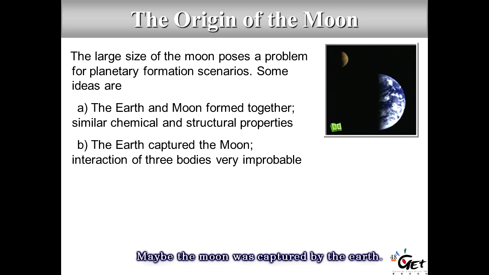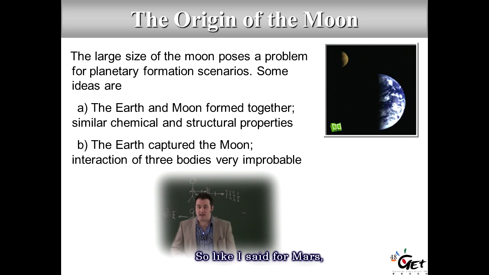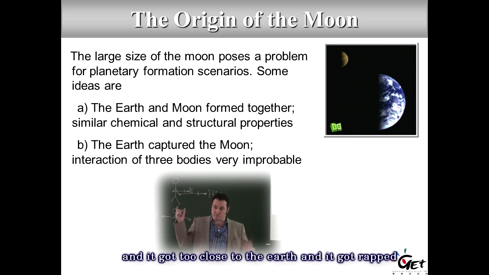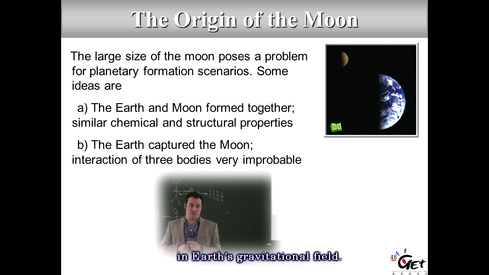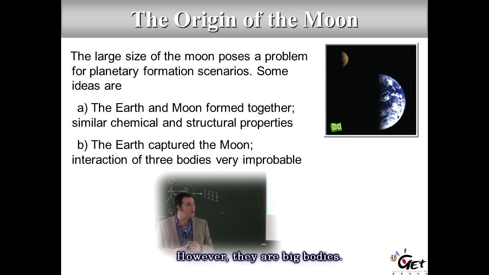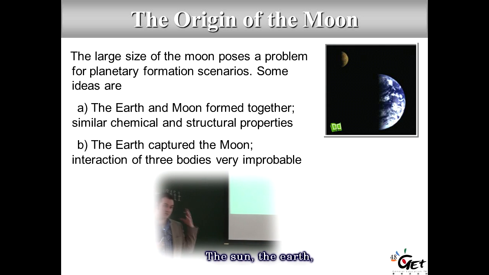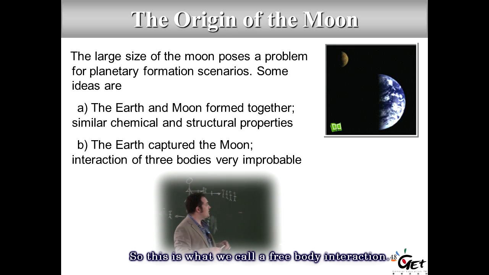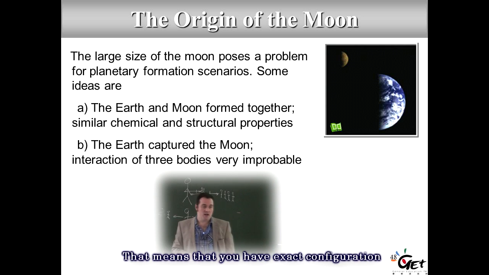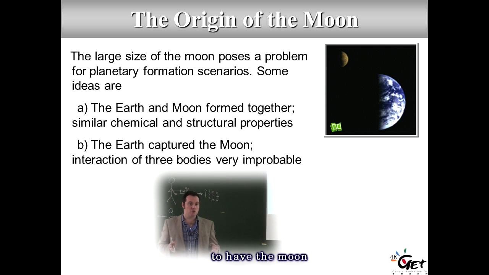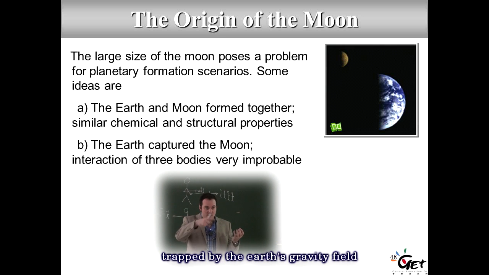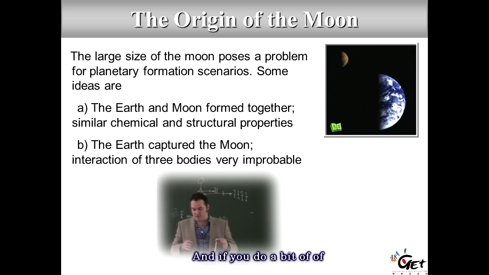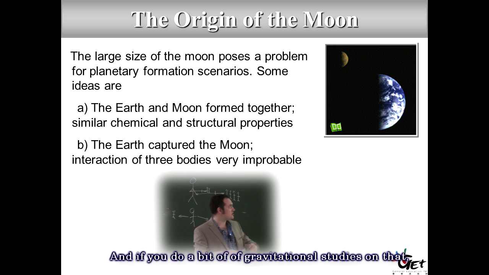Maybe the Moon was captured by the Earth. Like I said for Mars, let's say that the Moon was just wandering around, got too close to the Earth, and got trapped in the Earth's gravitational field. However, these are big bodies. The Sun, the Earth, and the Moon are very big. The Moon, once again, is quite a big body compared to the Earth. So this is what we call a three-body interaction. That means you need an exact configuration to have the Moon trapped in the Earth's gravity field, but not by the Sun's gravitational field.